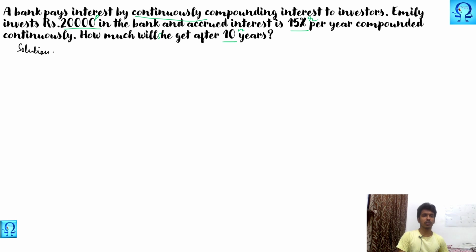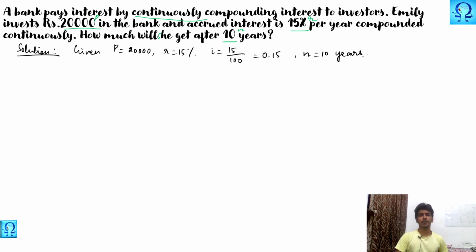Solution starts with the given information. Given principal is 20,000. Rate of interest is 15 percent. If rate of interest is 15 percent, then I would be 15 upon 100, which is 0.15, and N is 10 years. So we have these things. The total amount to calculate in this case, since it is compounded continuously, we shall write amount as P times e to the power in. This is because interest is compounded continuously.